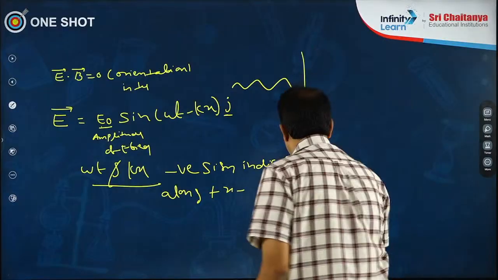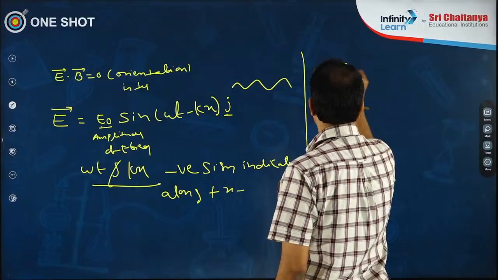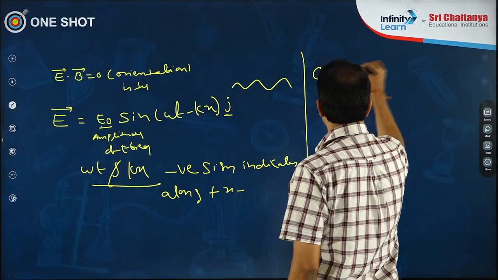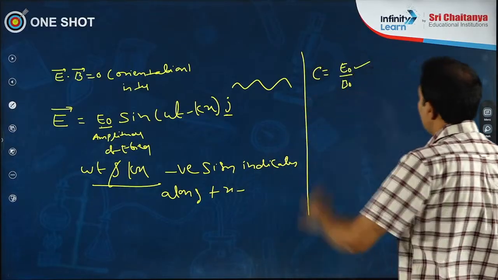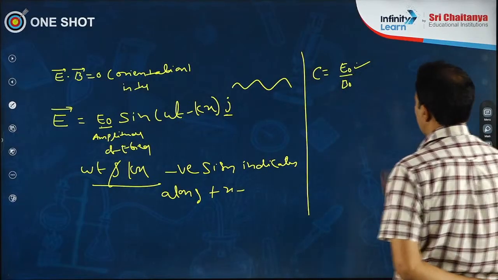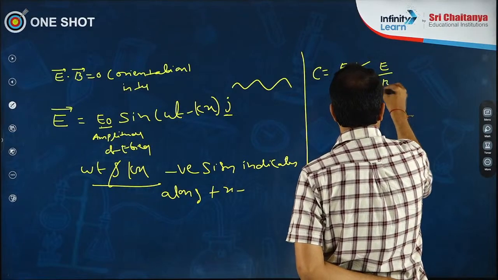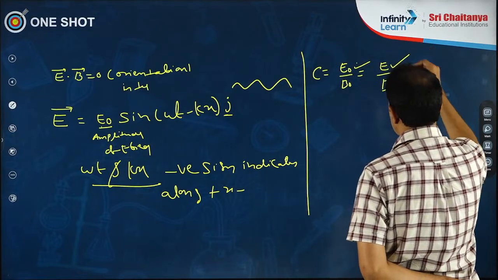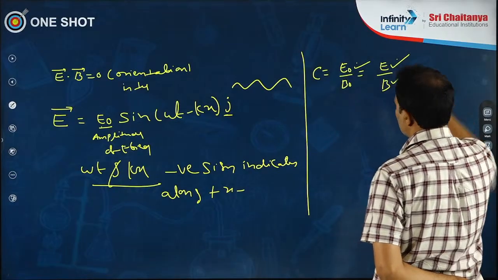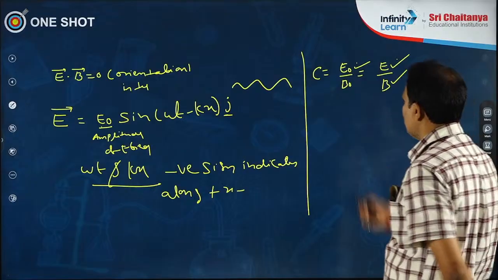But how do we write the magnetic field? We know C is equal to E naught by B naught, where E naught is the electric field amplitude and B naught is the magnetic field amplitude. These are peak values. If you want to write RMS values, it is E by B, where both are RMS. Amplitude means the maximum value. C is equal to E naught by B naught.